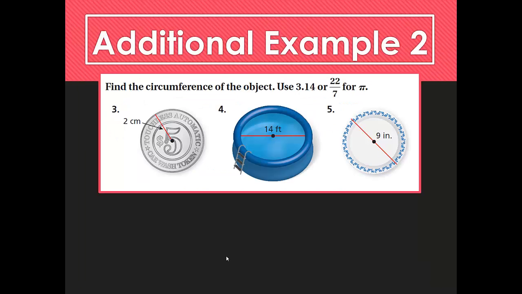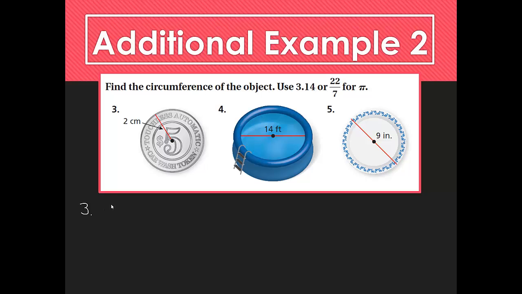Now we have an additional example. You can pause the video and try it on your own, or you may follow along. Find the circumference of the object. Use 3.14 or 22/7 for pi. So for number 3, we have that the radius is 2 centimeters.